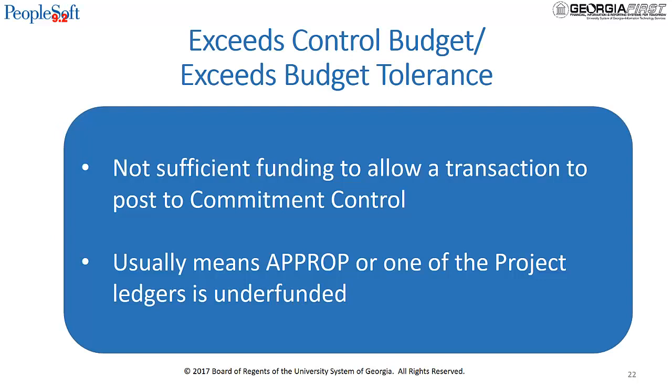First is the error exceeds control budget, exceeds budget tolerance. This error means that there is not sufficient funding to allow a transaction to post to commitment control. In most instances, this means that the APROPE or one of the project ledgers is underfunded.